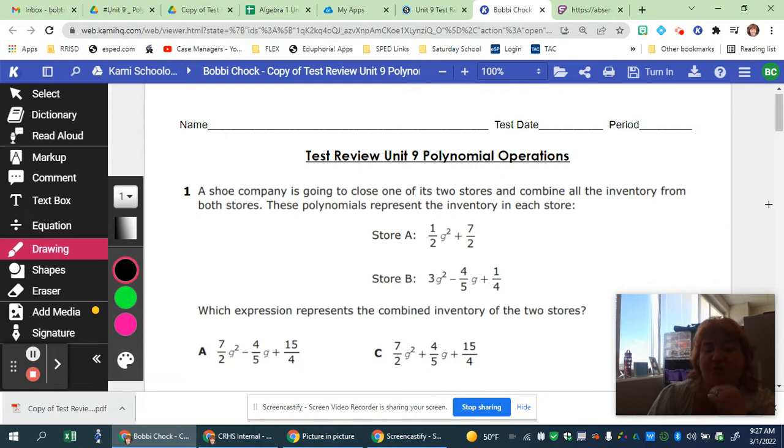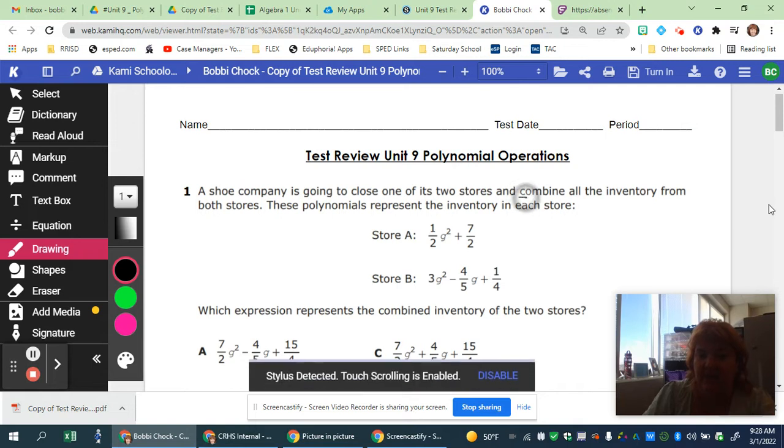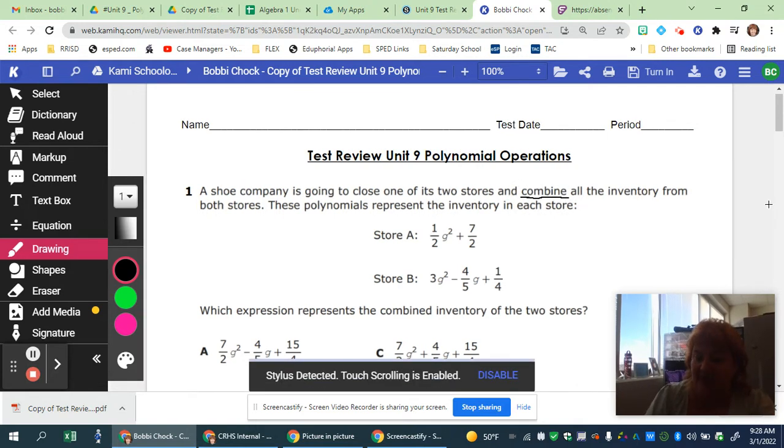Okay, a shoe store company is going to close one of their two stores, and so they're going to combine the inventory. Here's the inventory of one store. Here's the inventory of the other. The minute it says that they're going to combine, we know we're going to add them together.